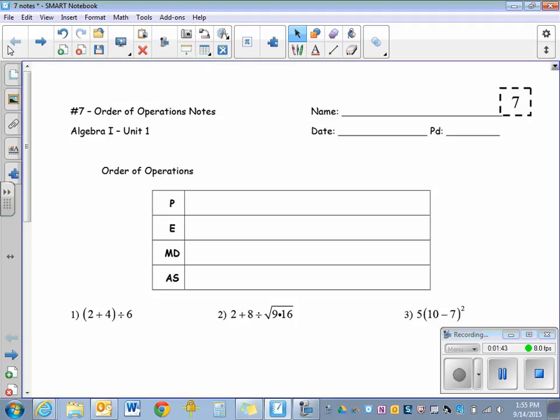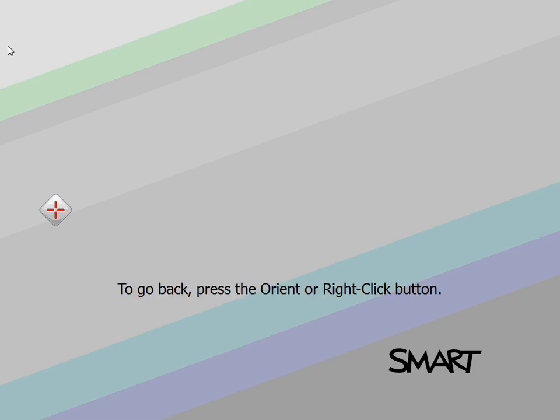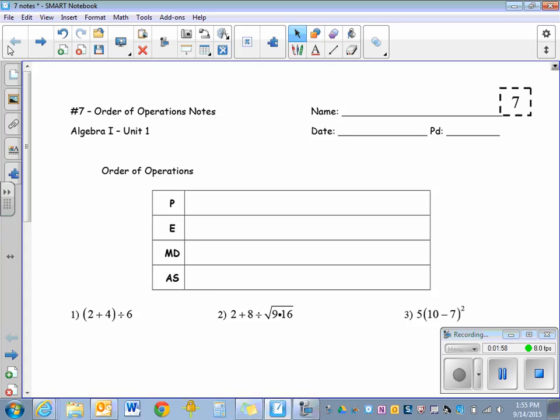And operations, does anyone know what operations are, or what an example of an operation is? Say what you said again, Cordell. Steps to doing something? Yep. That's a good description of it. Anybody have an example of what an operation is? We do it all the time. I'll give you a hint. Yeah, it's what we do to numbers.